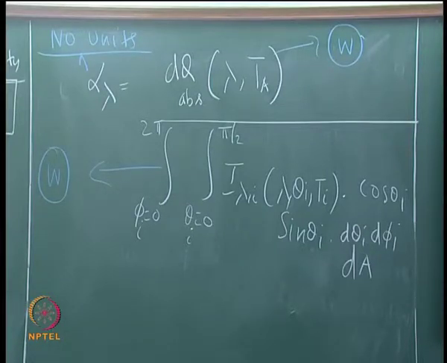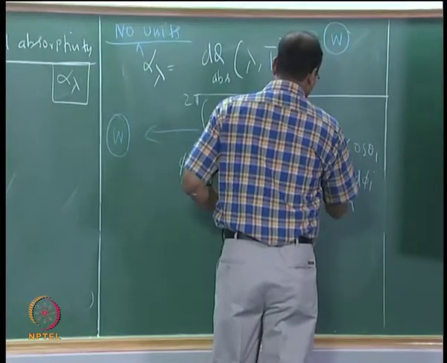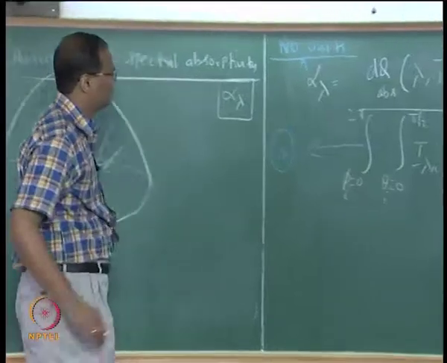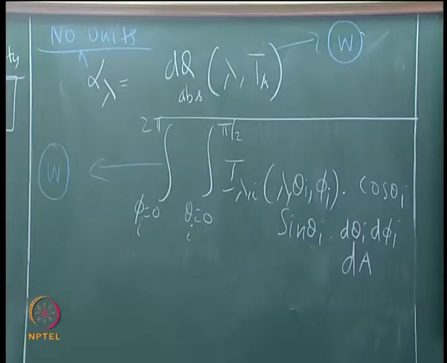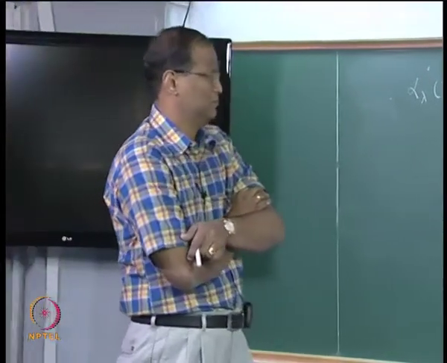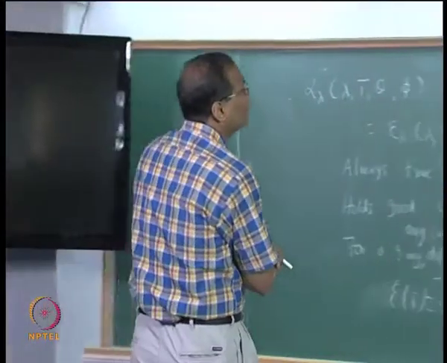Lambda, that is correct. Phi I. Then is it in watts? It should be watts per micrometer then. What is the denominator? Watts per meter square per micrometer steradian. Okay, I can multiply whatever, so I don't want to confuse you further. Now, what are the units you tell me?